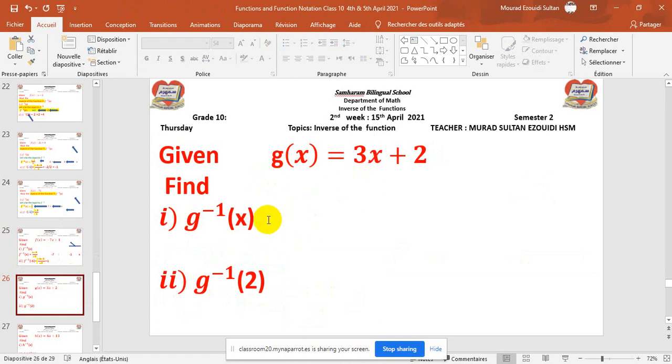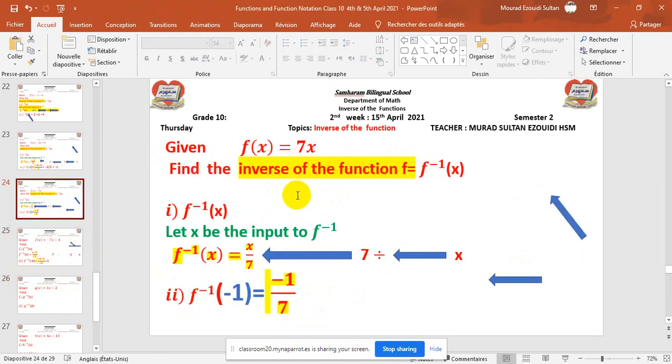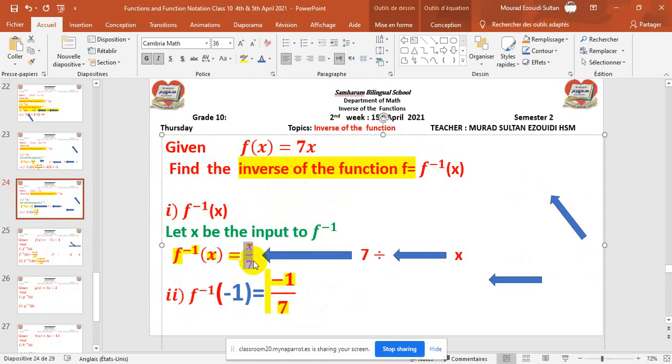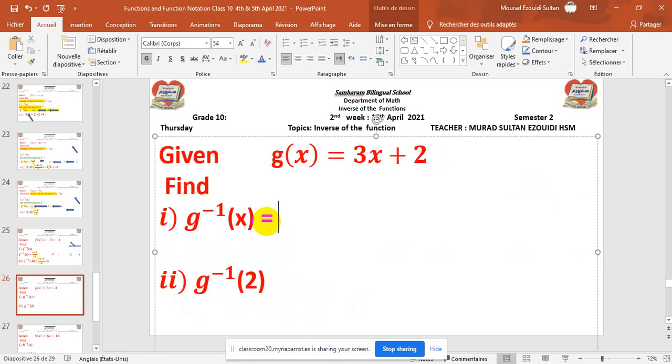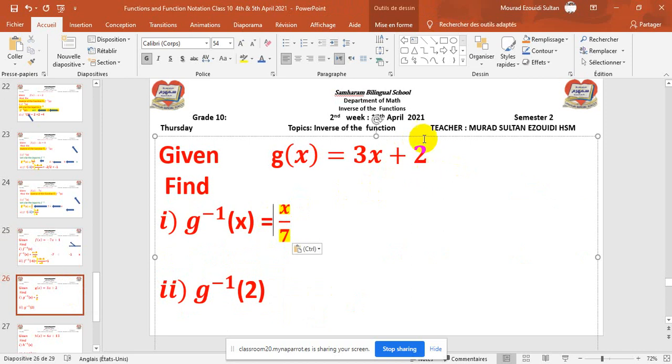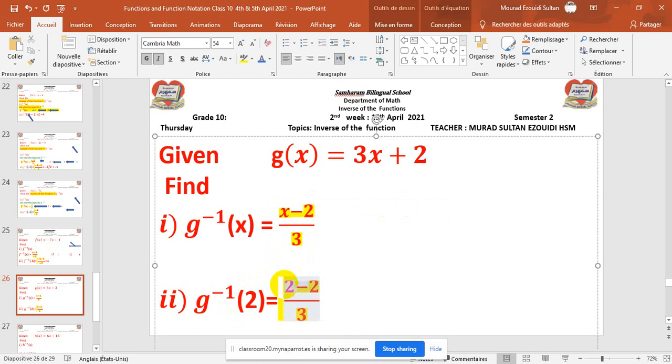This one, what is g negative 1? Just a moment, I will use this. Here you will finish it. So, it will be equal to x minus 2, all divided by 3. Yes, like that. Excellent. Then, what is g negative 1 of 2? Instead of writing x, I will write 2. It will be 0, and 0 divided by 3 is always 0. Clear?